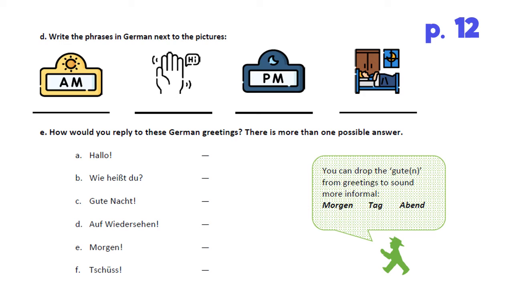And one thing is where actually you can see the green traffic light man says there, you can actually drop the "Gute" or the "Guten" bit from the greetings, and it sounds a bit more informal. So instead of saying "Guten Tag", you could just say "Tag" or "Morgen" or "Abend". That sounds absolutely fine. Okay, so just write in whatever option you think goes there, and then if you pause this, I'm going to go through the answers now.